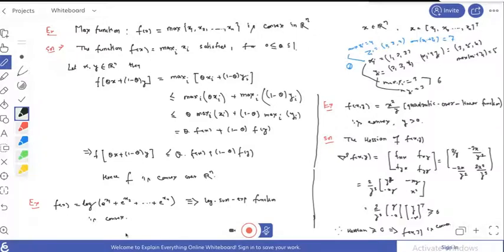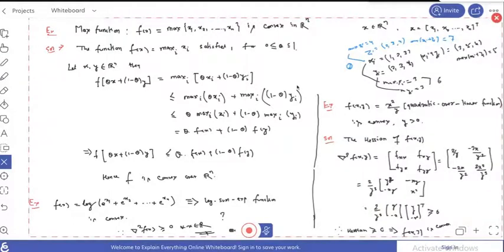It is convex because if you find the second derivative of this f(x), it is always greater than or equal to 0 for all x which belongs to the domain. So you take this and try to solve whether it is convex or not. Okay, so next page.